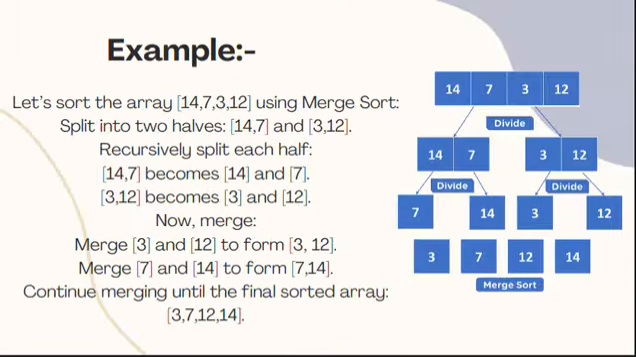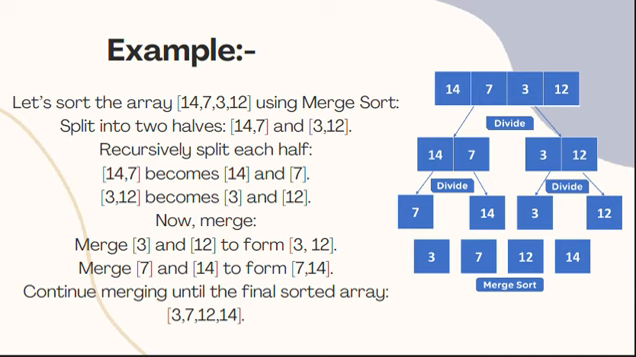Now let's see an example. Let's sort the array 14, 7, 3, 12 using merge sort. Split into two halves: 14, 7 and 3, 12. Recursively split each half. 14, 7 becomes 14 and 7. 3, 12 becomes 3 and 12. Now merge. Merge 3 and 12 to form 3, 12. And merge 7 and 14 to form 7, 14. Continue merging until the final sorted array 3, 7, 12, 14 comes.